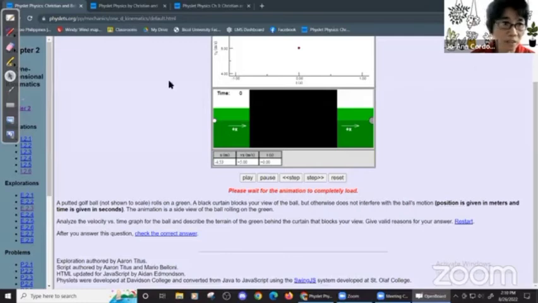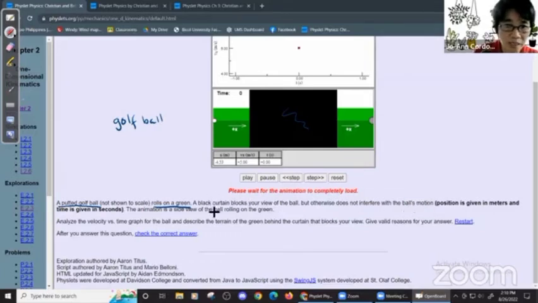Okay. Here it says, a patted golf ball, not shown to scale, rolls on a green. So therefore, we have a golf ball. So meron po tayo ay isang golf ball. And what we say is that a black curtain blocks your view of the ball. So ito po yung black curtain. This is the black curtain. But otherwise, does not interfere with the ball's motion.